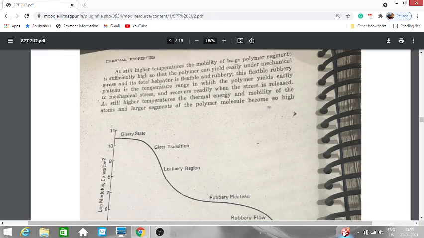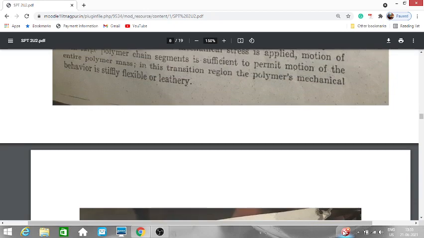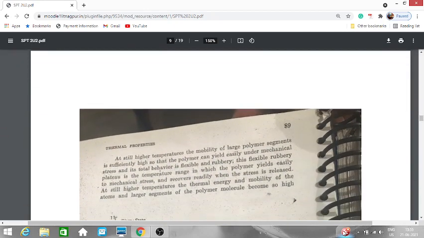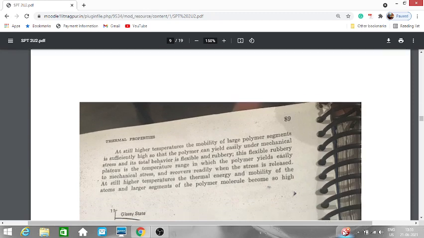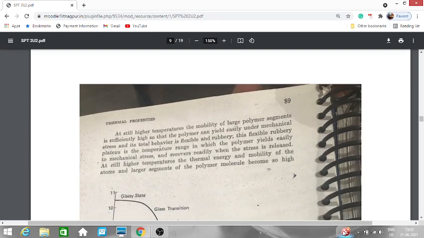So if you increase the temperature, then initially the behavior of the polymer will be stiffly flexible or leathery, but at still higher temperature it will be flexible and rubbery. This flexible rubbery plateau is the temperature range in which the polymer yields easily to mechanical stress and recovers readily when the stress is released.